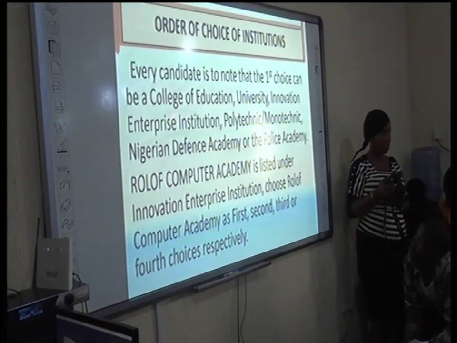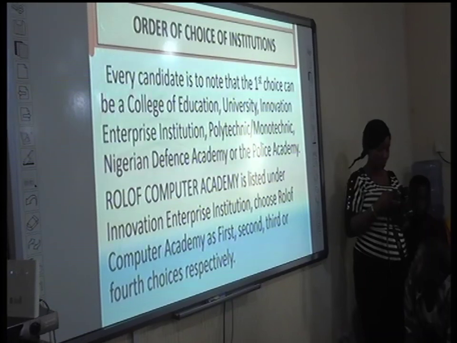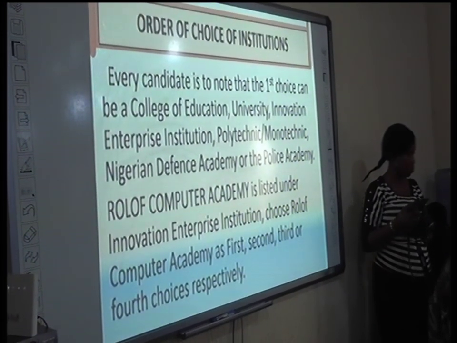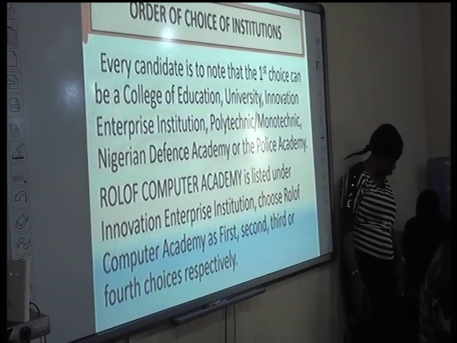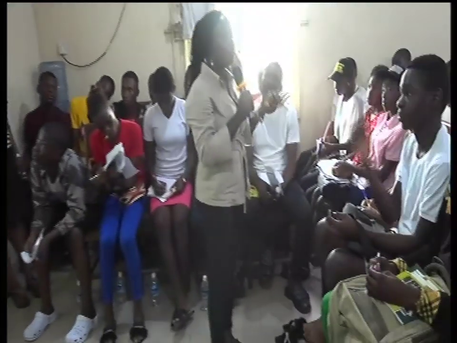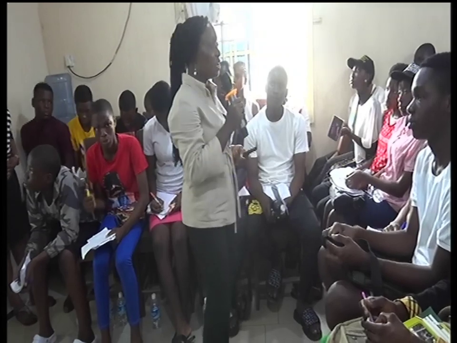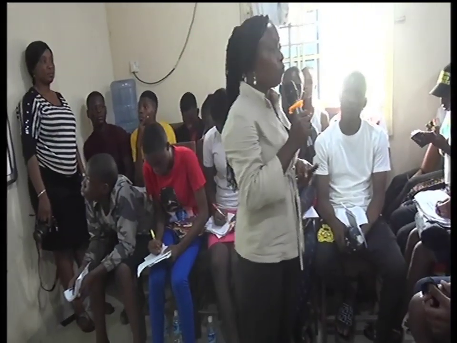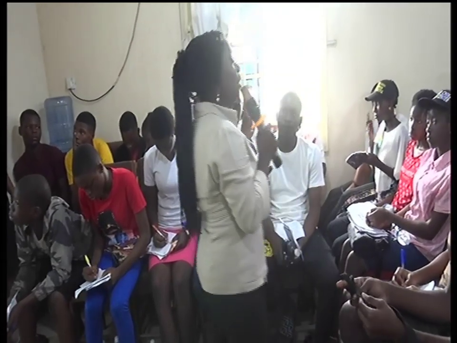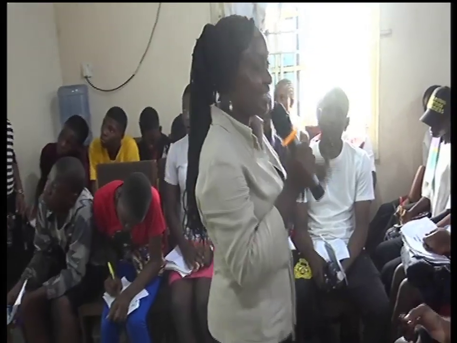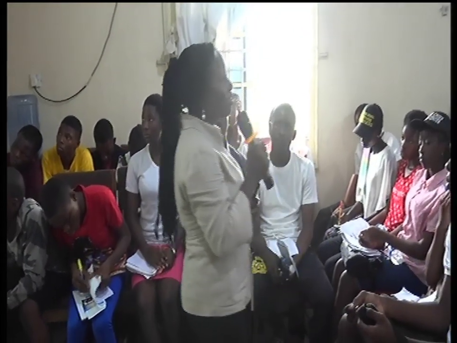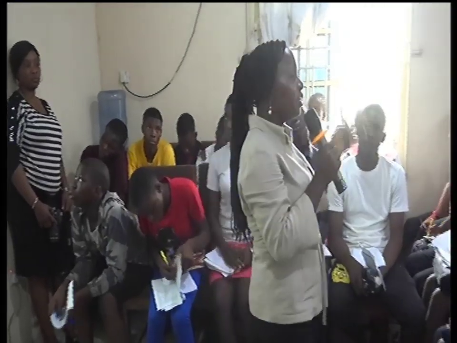Now, like my colleague has told you, your first choice of institution can be either a polytechnic. This is what most people don't know. The tertiary institutions in Nigeria: we have universities, we have polytechnics, we have monotechnics, we have colleges of education. Then we have enterprise institutions, Innovation Enterprise Institution, that is IEI. But most of us, we only know the university and the polytechnic. That is what we know.